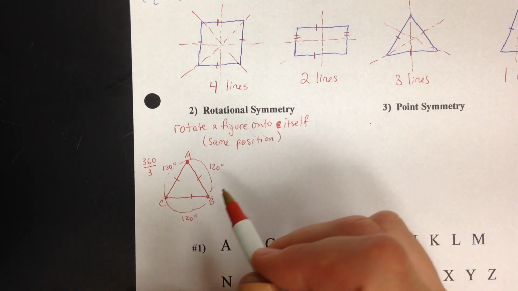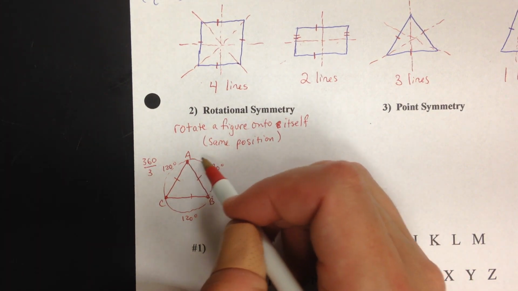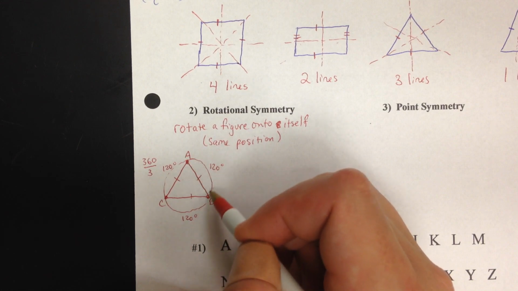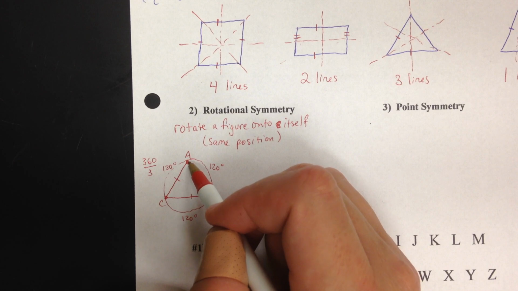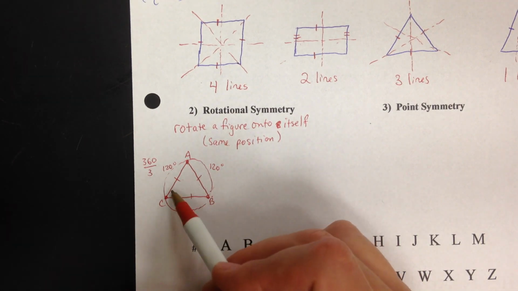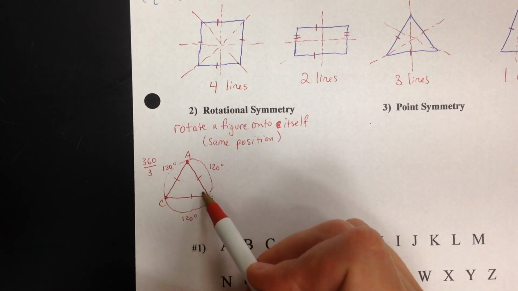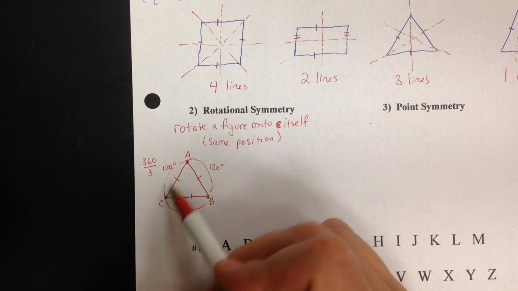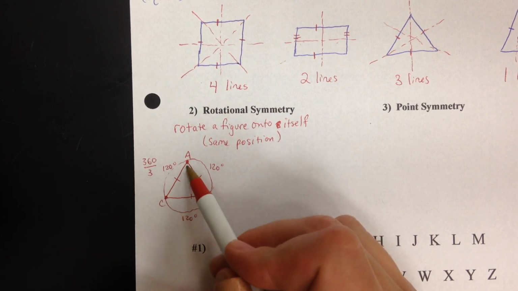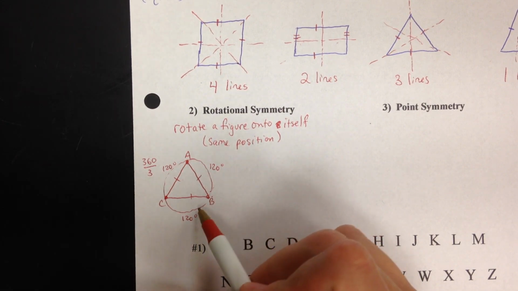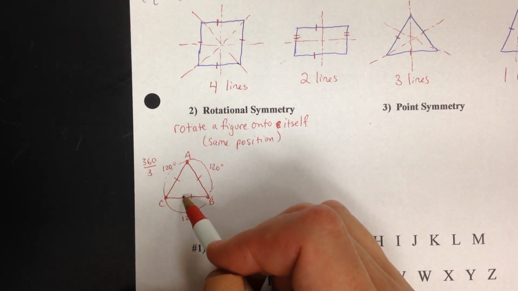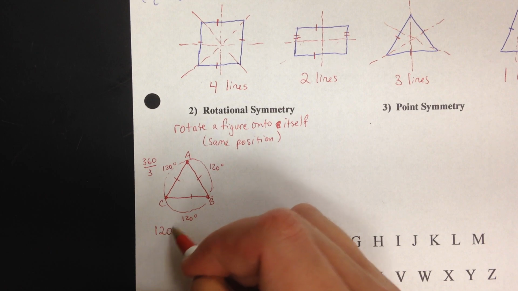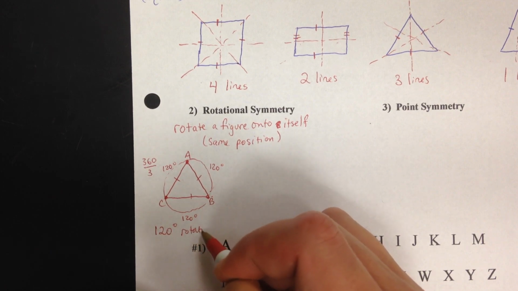Now here's what happens. If I spin 120 degrees, A goes to B, B goes to C, C goes to A. What happens is I get the same look, it's the same position, it's just each letter has moved to a different place, but the points are in the same place. So I can rotate that onto itself. This has rotational symmetry, 120 degree rotational symmetry.